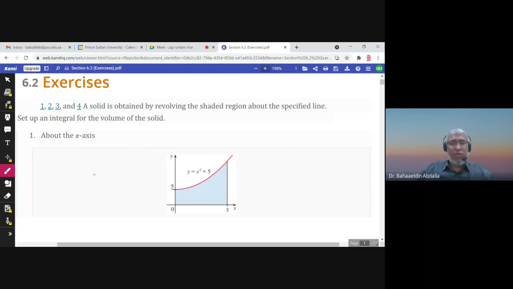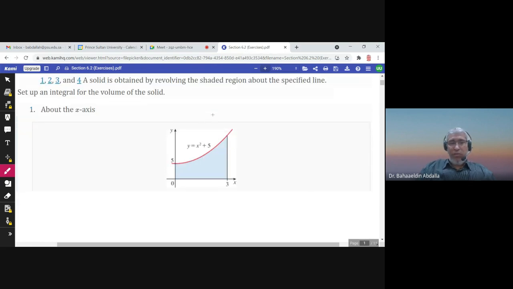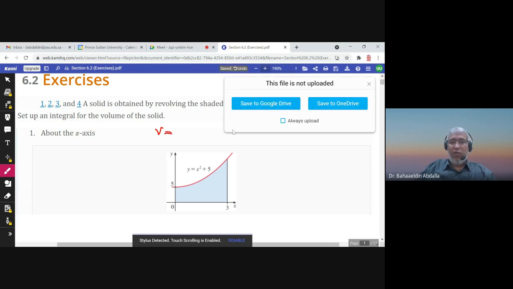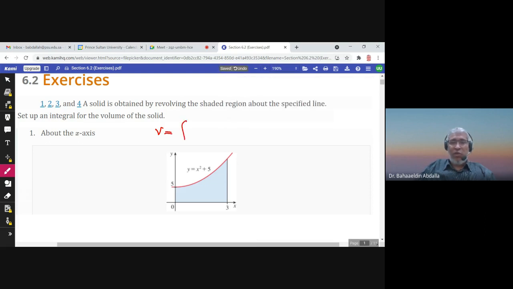These are some exercises about section 6.2, volume by disks and washers. A solid is obtained by revolving the shaded region about the specified line. Set up an integral for the volume of the solid about the x-axis. Let me remind you, when we rotate about the x-axis using this method, disks and washers, the formula is the integral of pi radius squared dx.